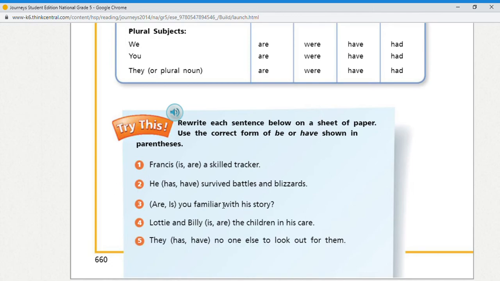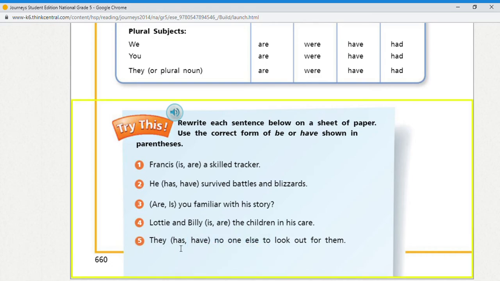Okay. Number 4, Lottie and Billy is or are the children in his care. So here, guys, I look at the subject as well. So the subject here, I have a compound subject. So two doers of the action. So Lottie and Billy are. So I'm going to choose are because I have compound subject, which is plural subject. It's not only one subject. I have two subjects here. So the answer is going to be are.